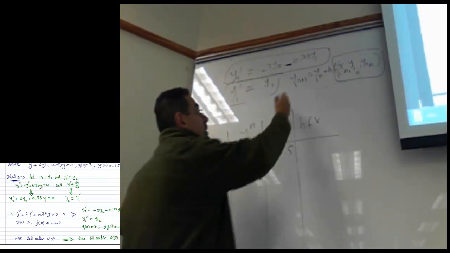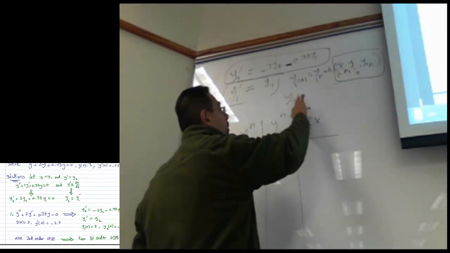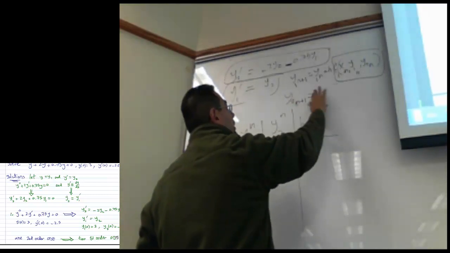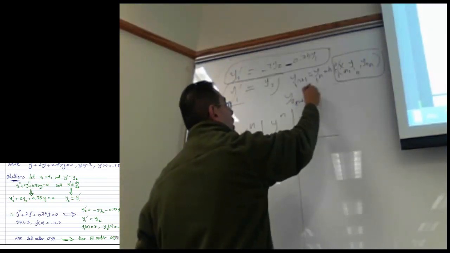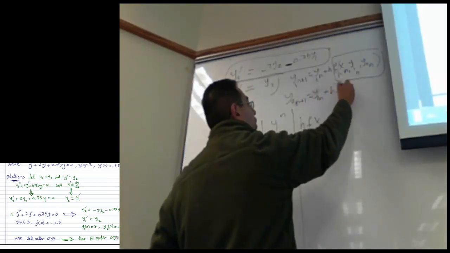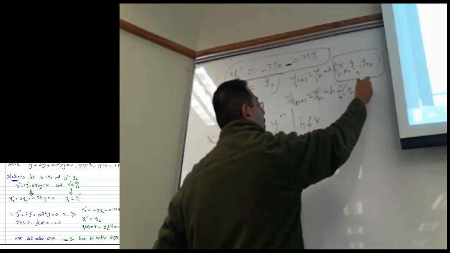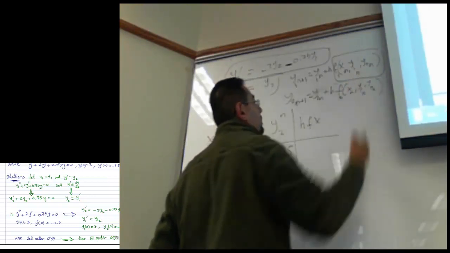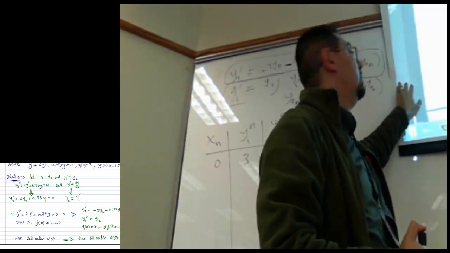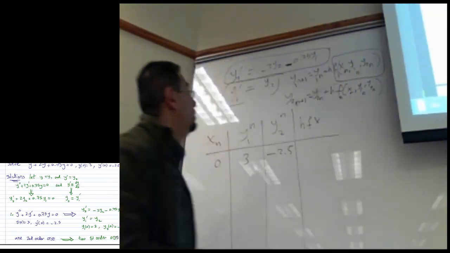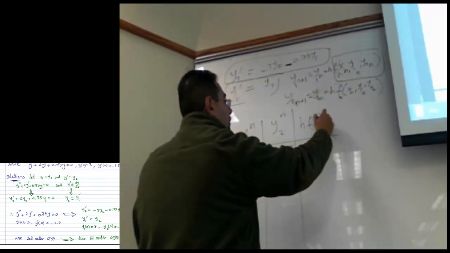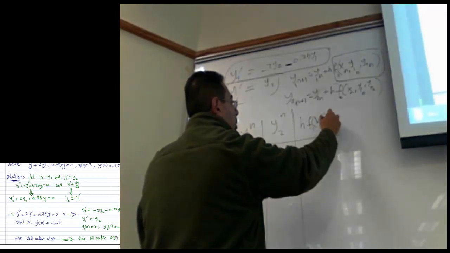Right? So there is y2 of n plus 1 equal to y2 of n plus h times the slope f2 of xn, y1 of n, and y2 of n. Can you guys see this? Alright? So let's calculate the first slope, for x, y1, and y2.